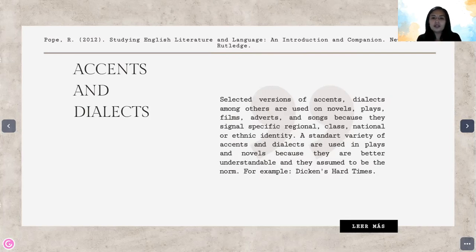Then a standard variety of accents and dialects is used in plays and novels because they are better understandable and they are assumed to be the norm. For example, Dickens's Hard Times. It is one example that I have taken from the book. And I understand that this is because it is more understandable to a specific group of people.